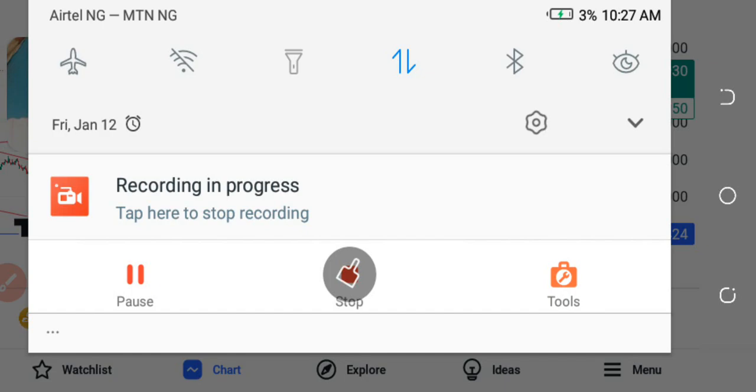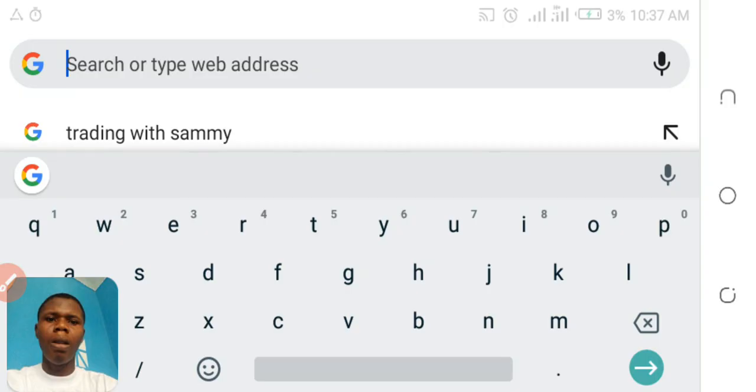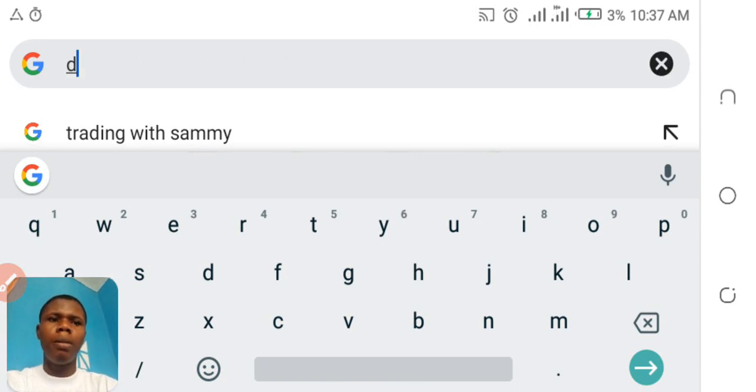In case you guys are having the same challenge with TradingView itself, you'll find out that it's very slow. So what I prefer to use is direct TradingView. It gives me exactly what I want.